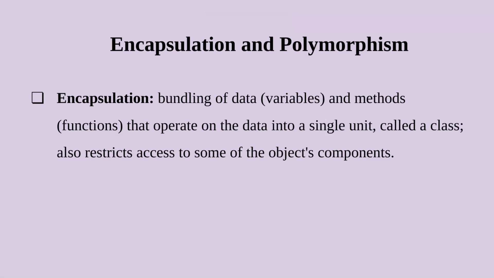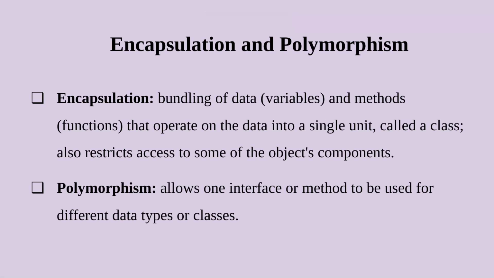so let's move on. Next up we have encapsulation and polymorphism. Encapsulation is the bundling of data, variables, and methods, functions that operate on the data into a single unit called a class. Encapsulation also restricts access to some of the object's components. Polymorphism allows one interface or method to be used for different data types or classes. Polymorphism literally stands for many shapes, which in context of computer languages means that different objects can respond to the same method call in their own unique ways.